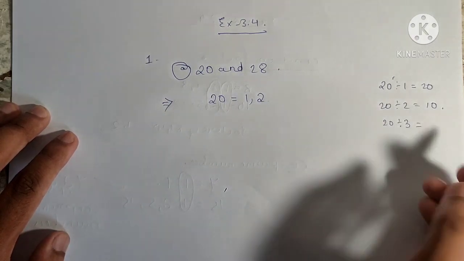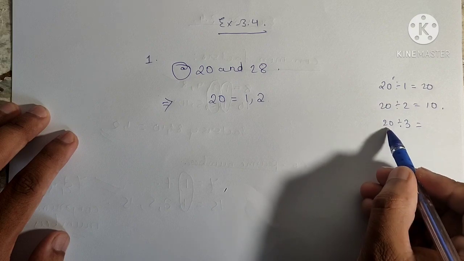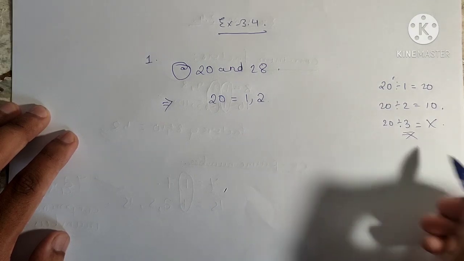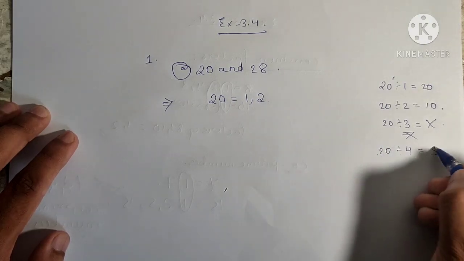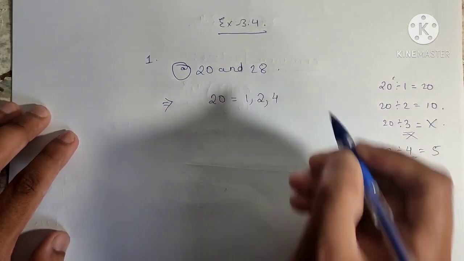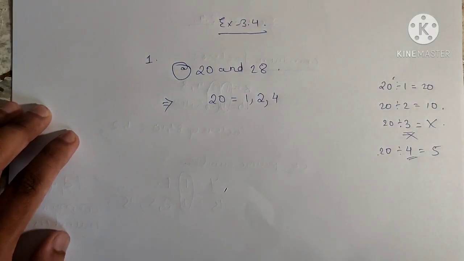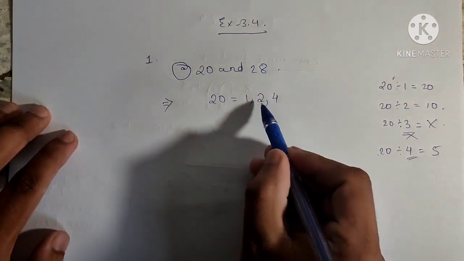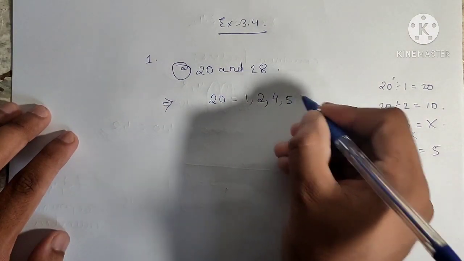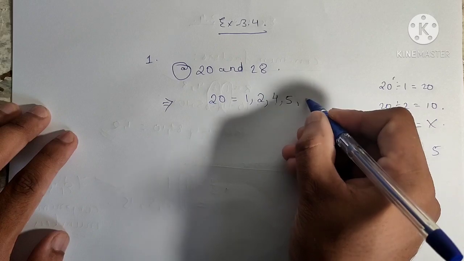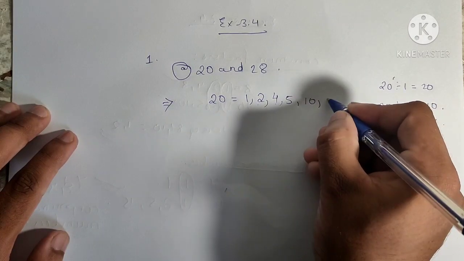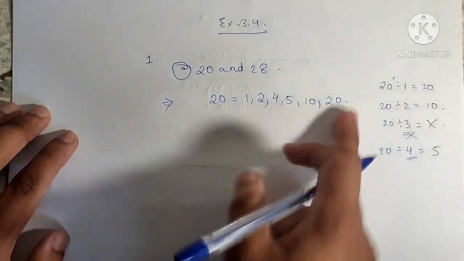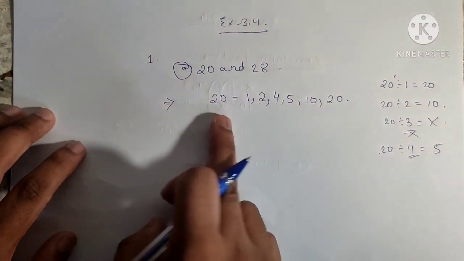20 divided by 3, does 3 divide 20? No, so 3 is not a factor. 20 divided by 4, 4 fives are 20, yes, 4 is a factor. You can search in that way, but to make it quicker, it is better to think in your mind. 1, 2, 4, 5 will also divide, 5 fours are 20. What else will divide? 10 will divide, 10 twos are 20, and lastly 20 divides 20. So these are the factors of 20.